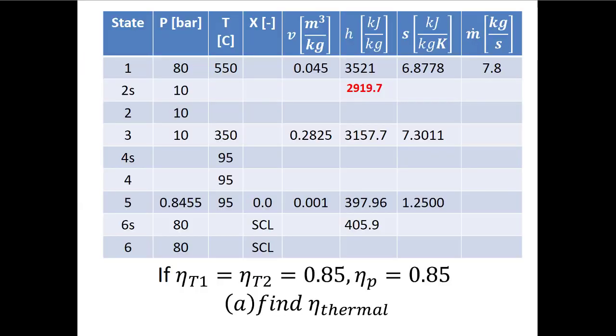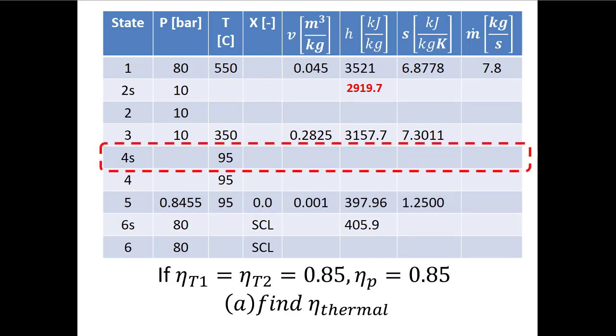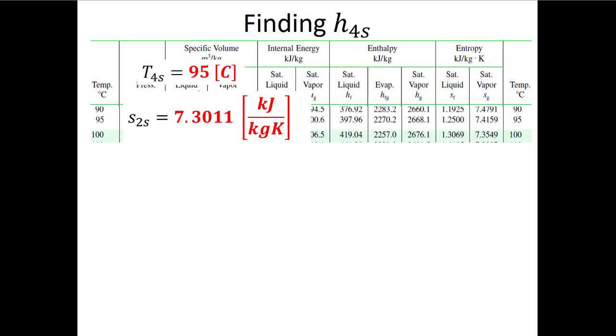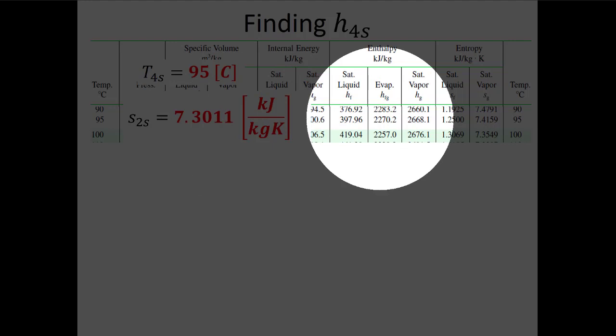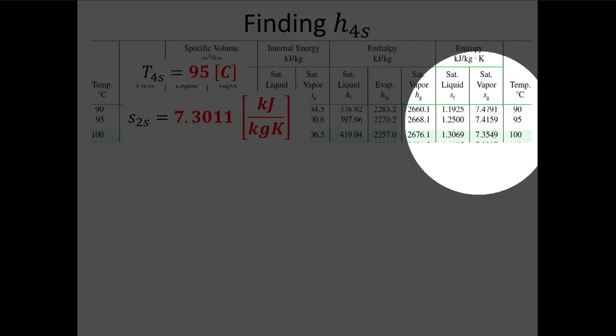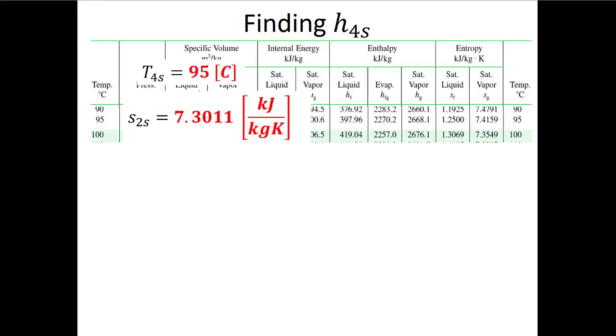So now that that process is fresh in our minds, let's do the same thing for the isentropic outlet of the second, or low pressure, turbine. Here I know the temperature, but I also know the specific entropy is 7.3011, because that was the specific entropy at the inlet of this second turbine. So now I'm going to look on my two-phase table. I see that S of 4S is 7.3. Is that in between Sf and Sg at my temperature of 95 degrees? And it turns out that it is.